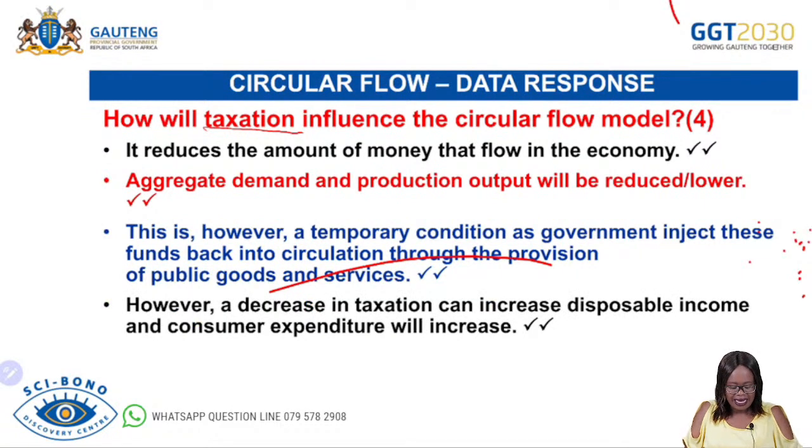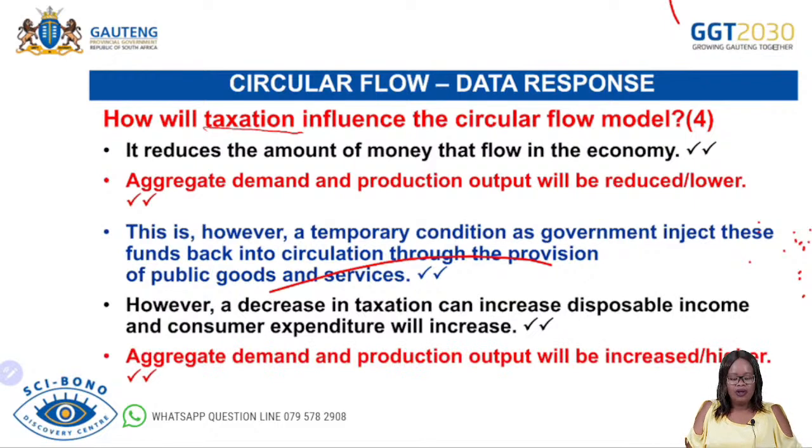goods and services. However, a decrease in taxation may increase disposable income, and consumer expenditure will also increase. Aggregate demand and production output will also be increased or will be higher.